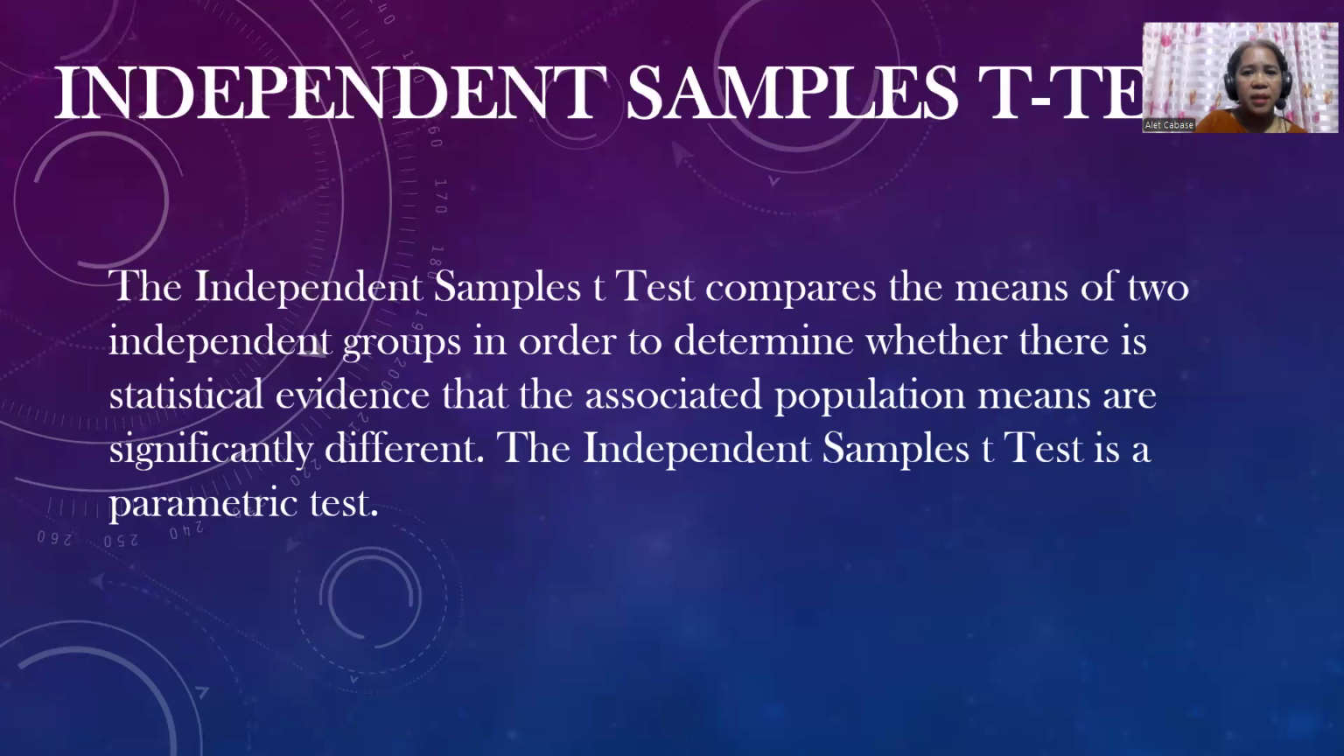Okay, so next is the independent samples t-test. The independent samples t-test compares the means of two independent groups in order to determine whether there is statistical evidence that the associated population means are significantly different. The independent samples t-test is a parametric test.